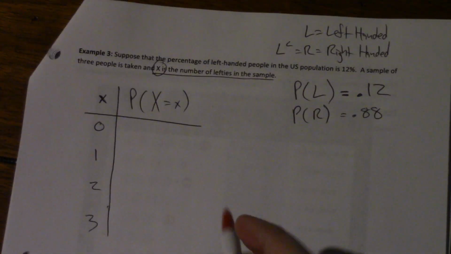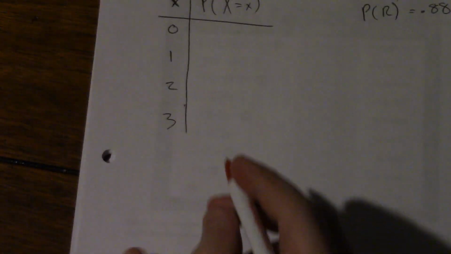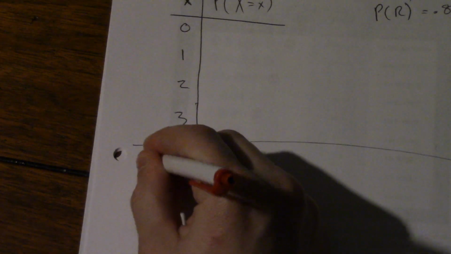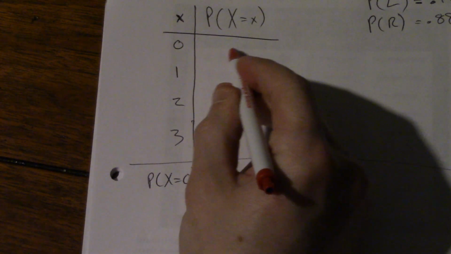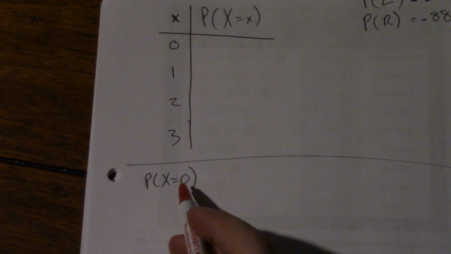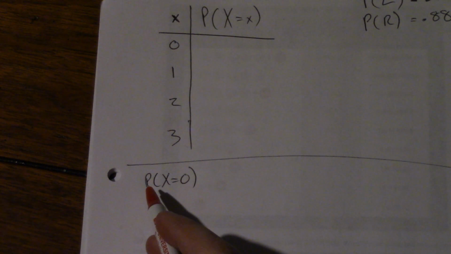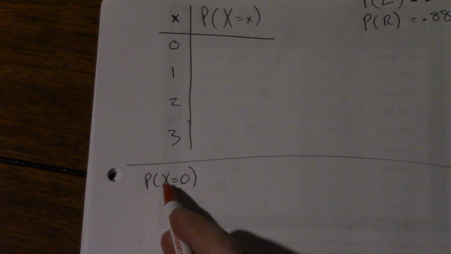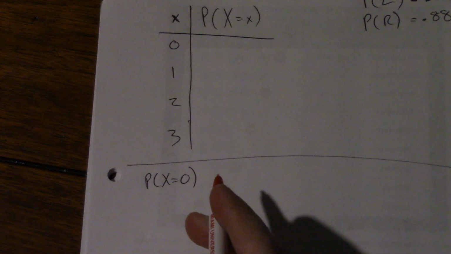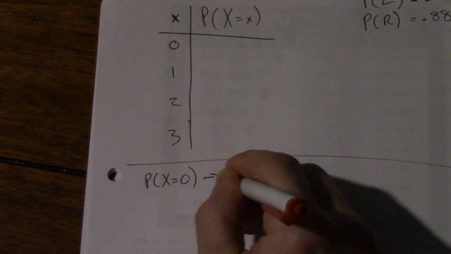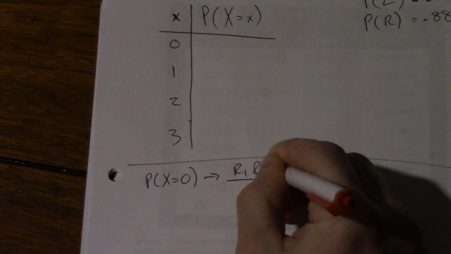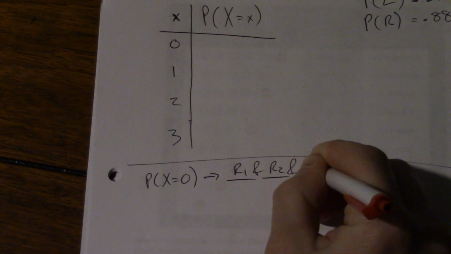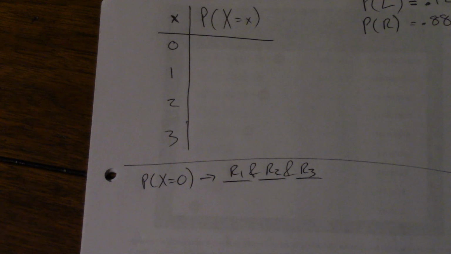Okay, so let's think about the probability that X is 0. So that's this first row in the probability distribution. So translating this means what's the probability that the number of left-handed people in your group of 3 is 0. So in other words, our 3 people will be right-handed and right-handed and right-handed. They're all right-handed if none of them are left-handed.